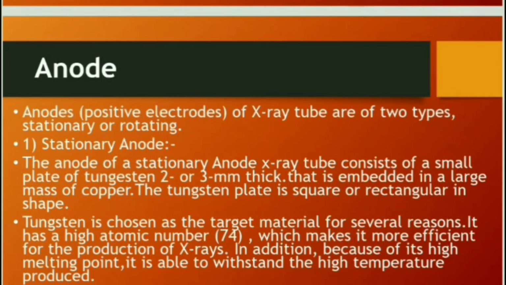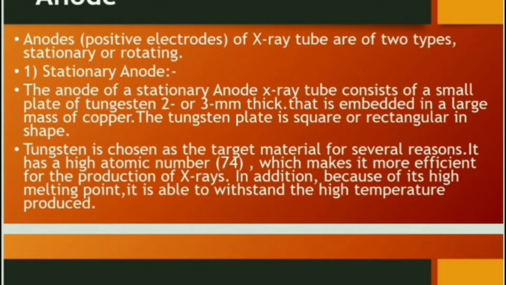As I've already told you, we need 2200 degrees Celsius for electrons to be produced from the tungsten filament. So it means the filament has a higher melting point as compared to the temperature it needs to produce electrons. All right, so that's why we use tungsten as a target material.